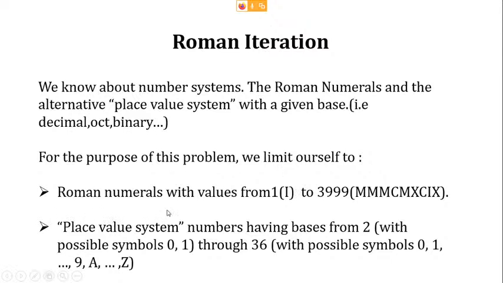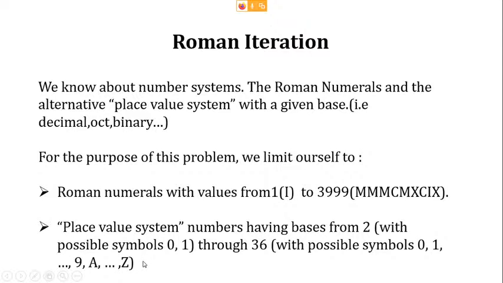Place value system, numbers having base from 2 through 36. So we are taking the place value system with base value 2 to 36. If I mean base 2, the possible symbols are 0 and 1, whereas if I mean base 36, the symbols run from 0 till Z. I hope everyone is clear till this.